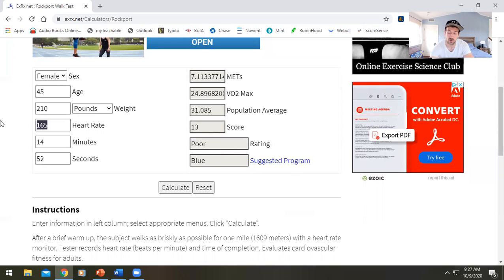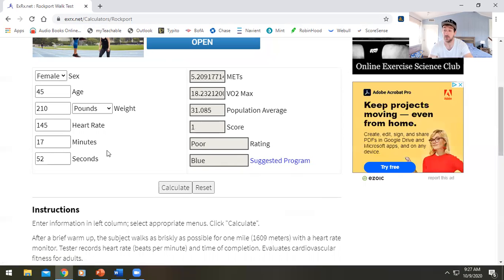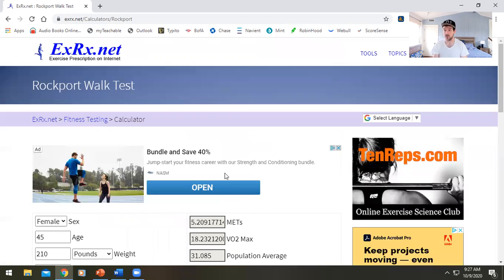Or let's go back to 145, and let's say it took them 17 minutes and 52 seconds. That's also going to give them a poor rating, because it took them a very long time. Their heart rate may not be super high, but it took them a very long time to complete the test. So it gives us a VO2 max score. And you can do this yourself, by the way. You can put yourself through this assessment, and it's kind of nice.